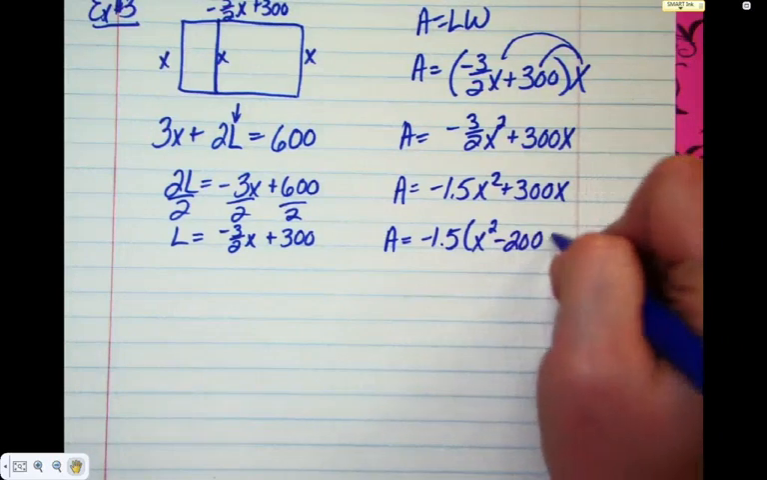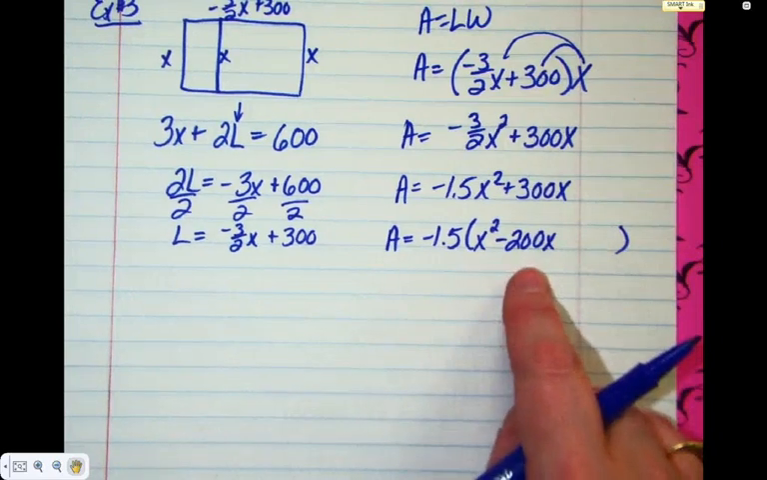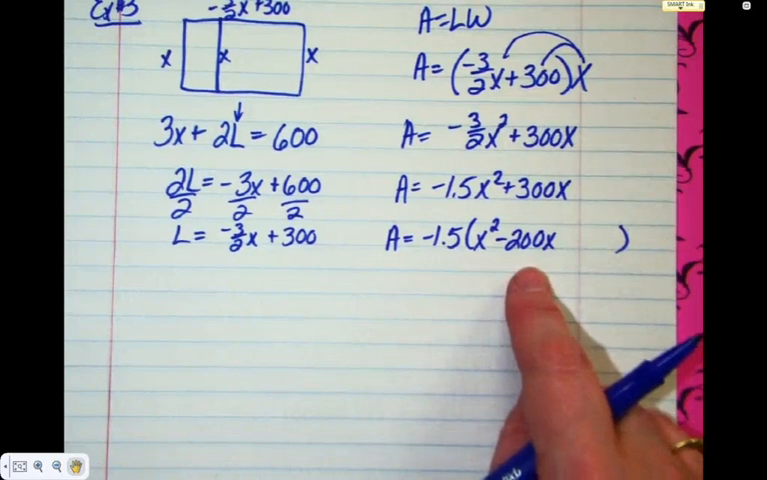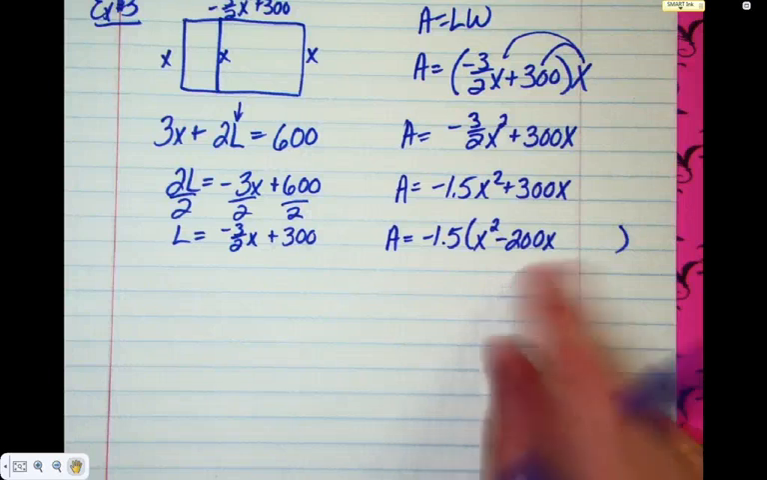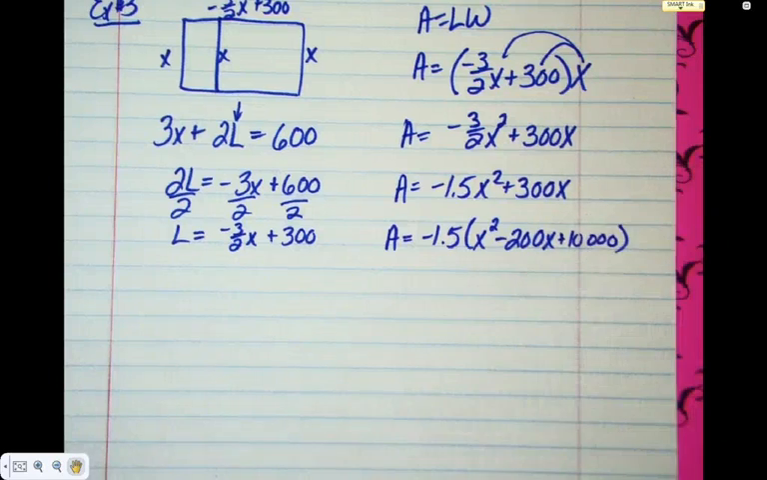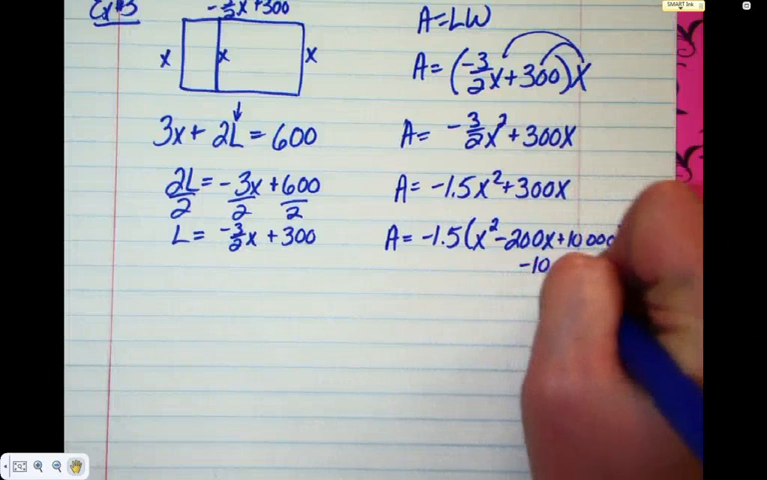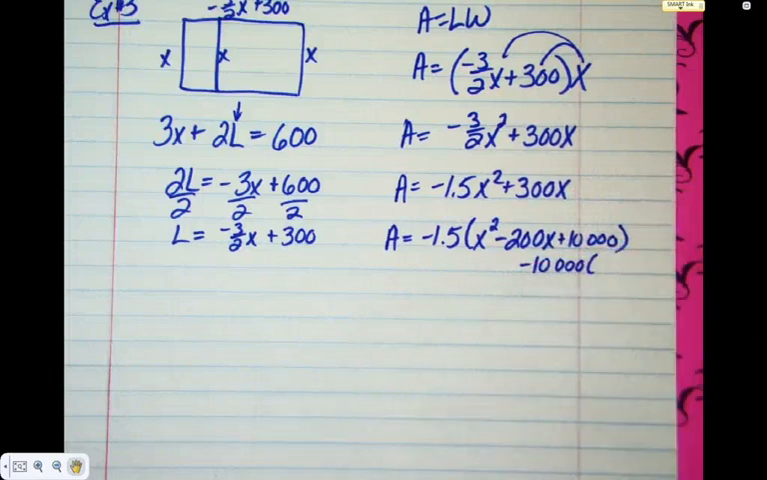Negative 200. Okay, leaving a space. Middle divide by 2 squared. How do we balance off adding 10,000? But what do we have to multiply by?